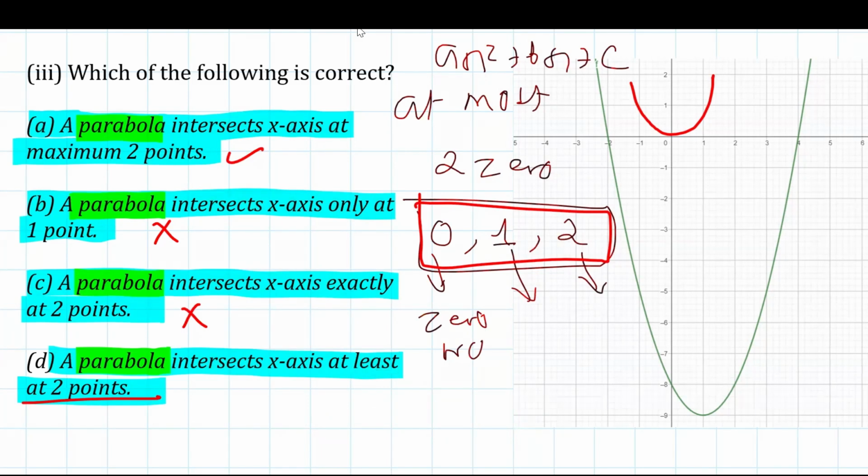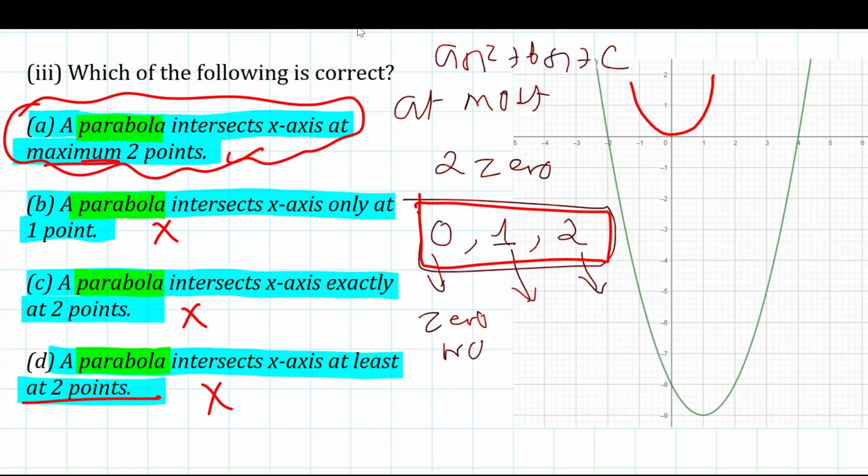So therefore, this is also not correct. So clearly, this is correct because they are saying that maximum 2 points. By that, they mean to say that 1 point, 0 point, or 2 points.